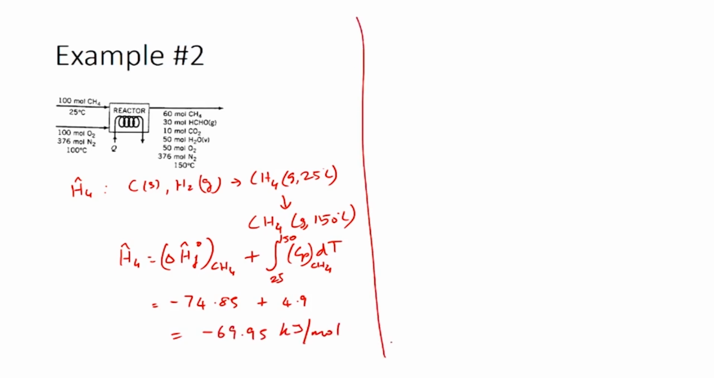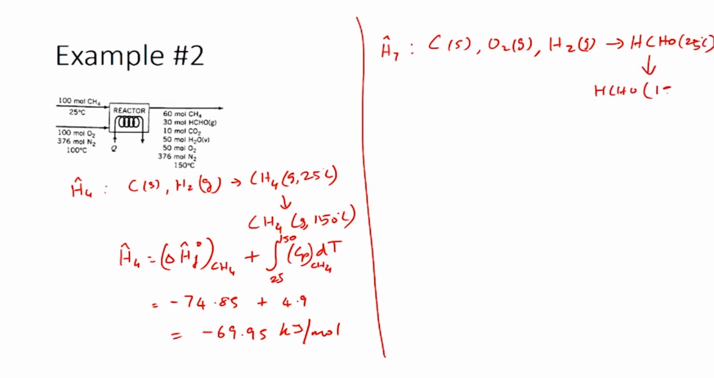Similarly, you can calculate H7 cap. H7 cap is nothing but the formation of formaldehyde from carbon, hydrogen and oxygen, which is carbon solid, oxygen gas and hydrogen gas, all of which react to form formaldehyde at 25 degrees Celsius, and from here it is heated to formaldehyde at 150 degrees Celsius, and that would be the final condition for the exit stream.